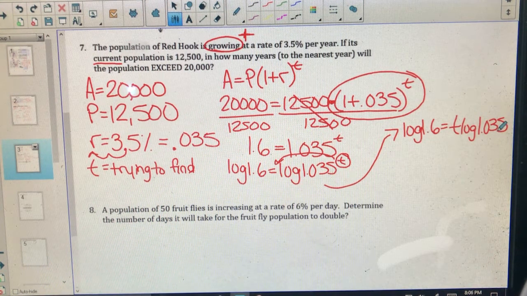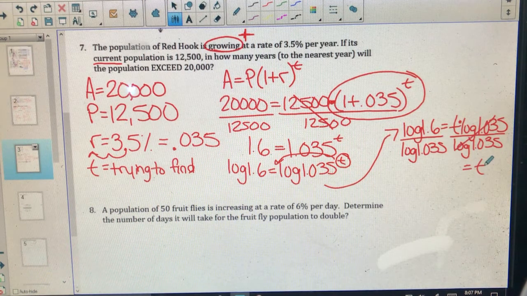If I'm trying to get t by itself, and there's nothing between the t and the log of 1.035, that means they're being multiplied. So to get rid of that log of 1.035, I'm going to divide by the log of 1.035 on both sides, so that these cancel and you're just left with t over here.